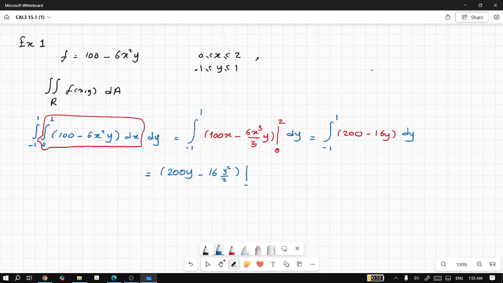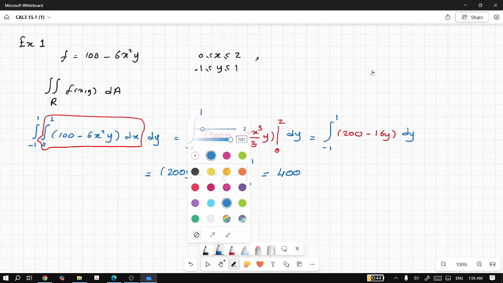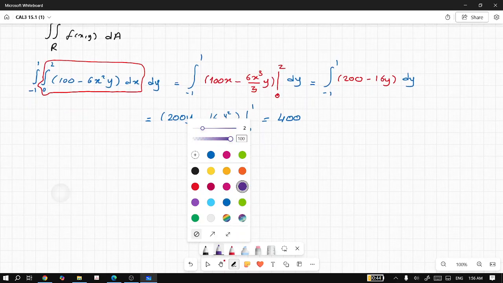and this one runs from -1 to 1. Inputting this -1 and 1 into that function that we have got gives us the volume equal to 400. So this is how we calculate double integration if the inner integration is with respect to x. Now we are doing it with respect to y first and then x.